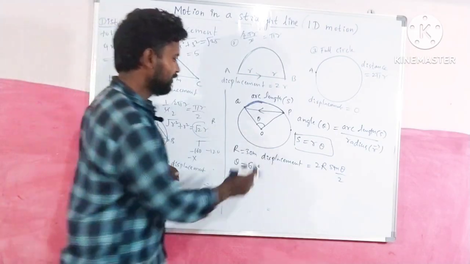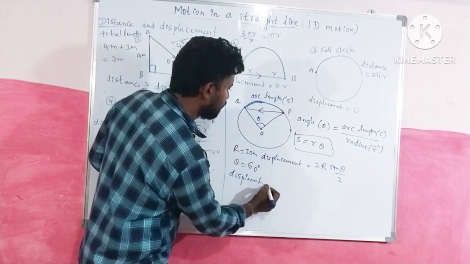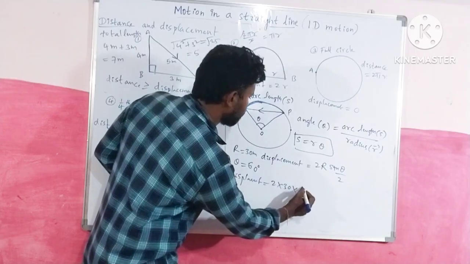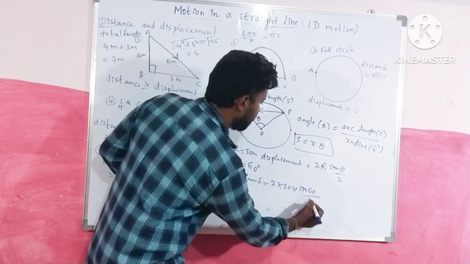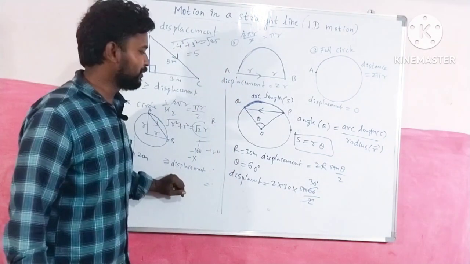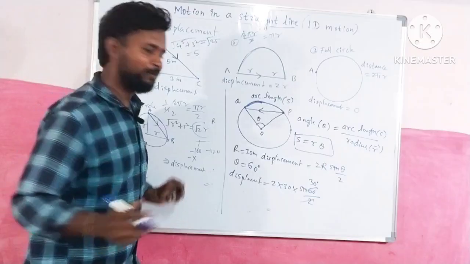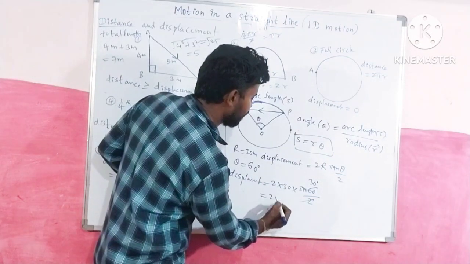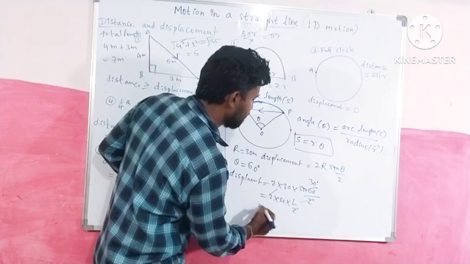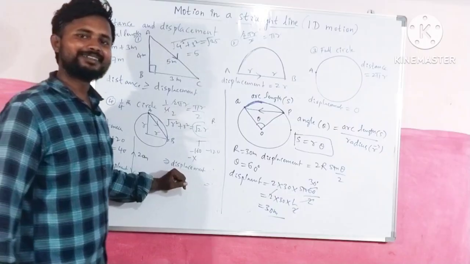Now put in the formula. Displacement equals 2r sin theta by 2, which is 2 into 30 into sin 60 by 2. Sin 60 by 2 is nothing but sin 30, and sin 30 is 1 by 2. So it becomes 2 into 30 into 1 by 2. The 2s cancel. The answer is that the displacement of the body is 30 meters.